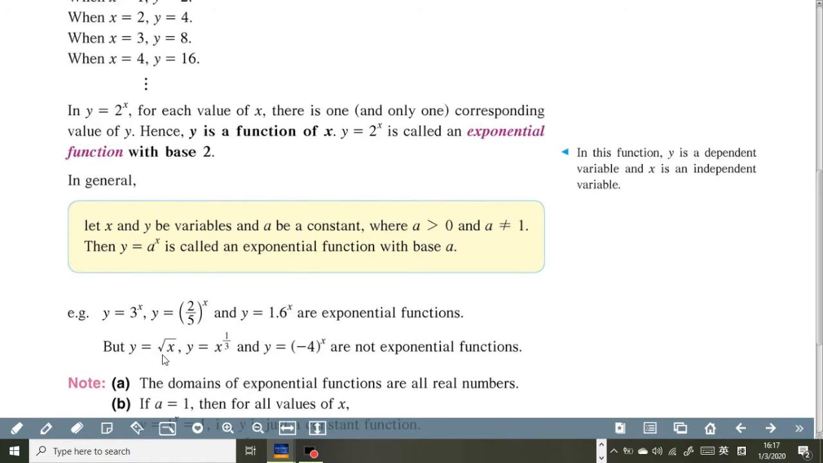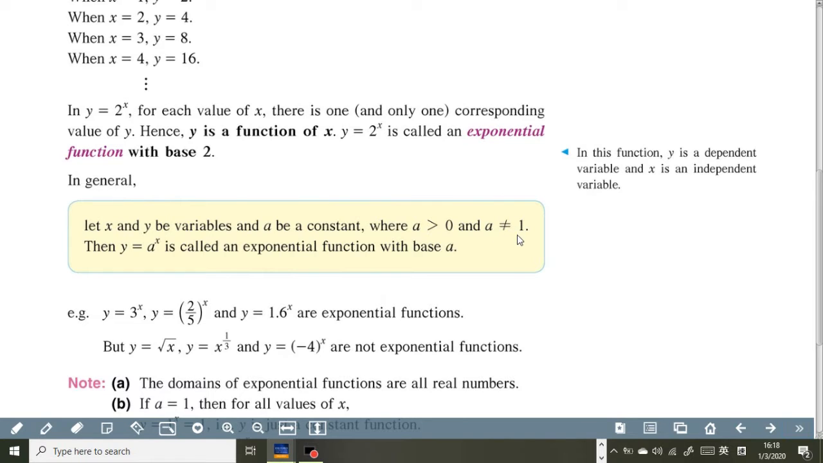Why? The first one, you see that y equal to square root x is just x to the power 1 over 2. That means the power is not a variable, so it is wrong. Similarly, for this one, x is not in the index, so it is not an exponential. Although here you find that y is equal to a constant to the power x, this is not an exponential function. Why? Because in the definition, the base must be a positive number. So negative 4 is not positive, so it is not an exponential function.